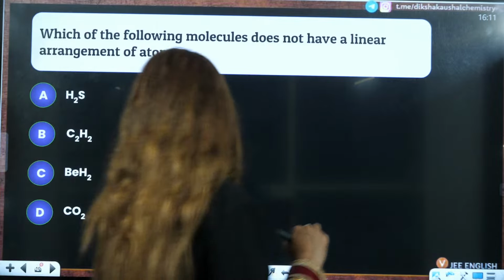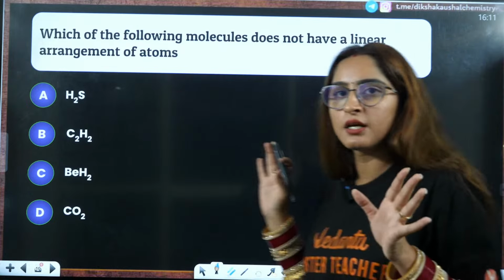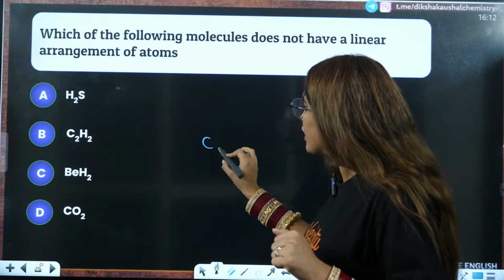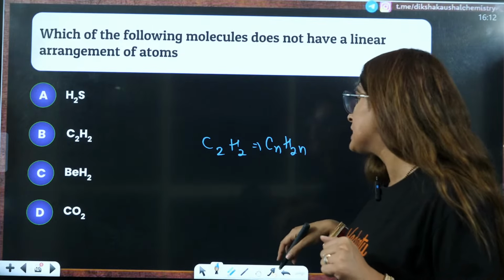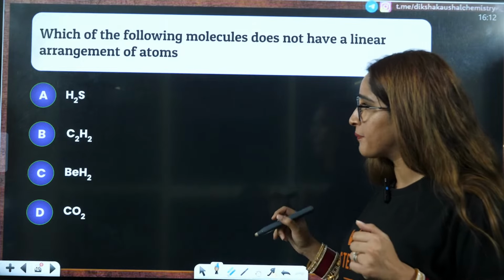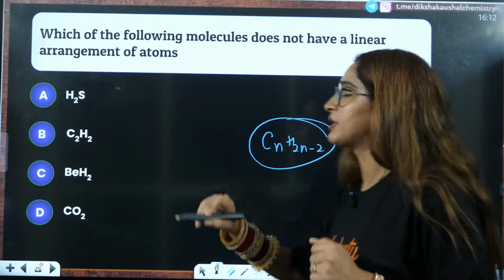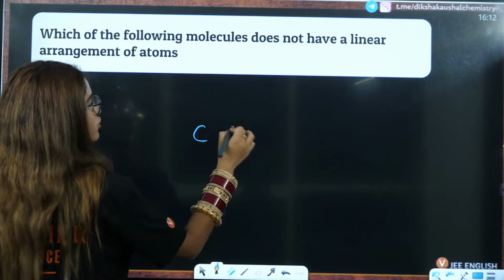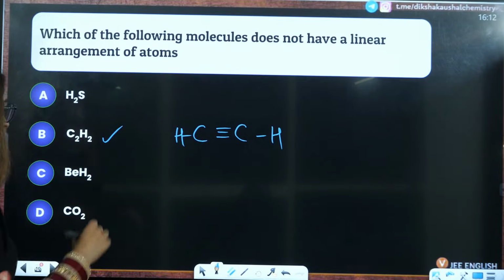Next is, which of the following molecules does not have a linear arrangement of atoms? Let us see that. First is C2H2. C2H2 fits CnH2n minus 2, which means it belongs to alkyne, right? So here it is H, C triple bond C, H. Definitely it is linear.